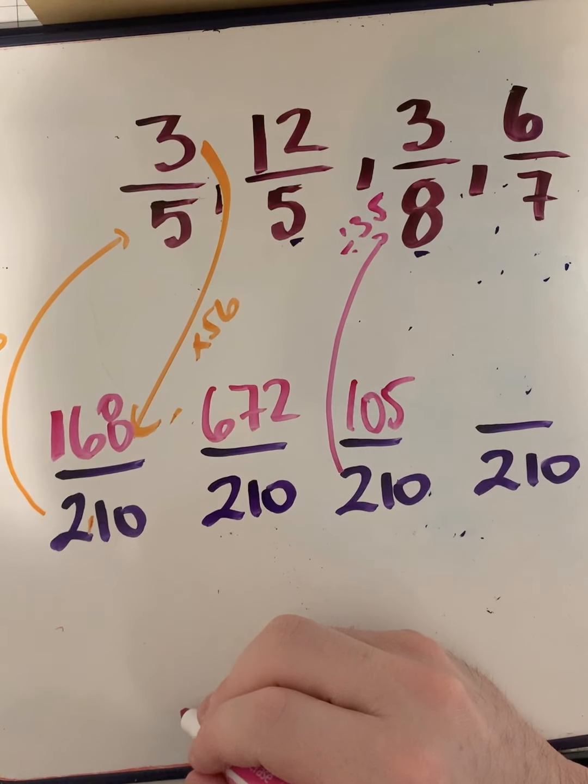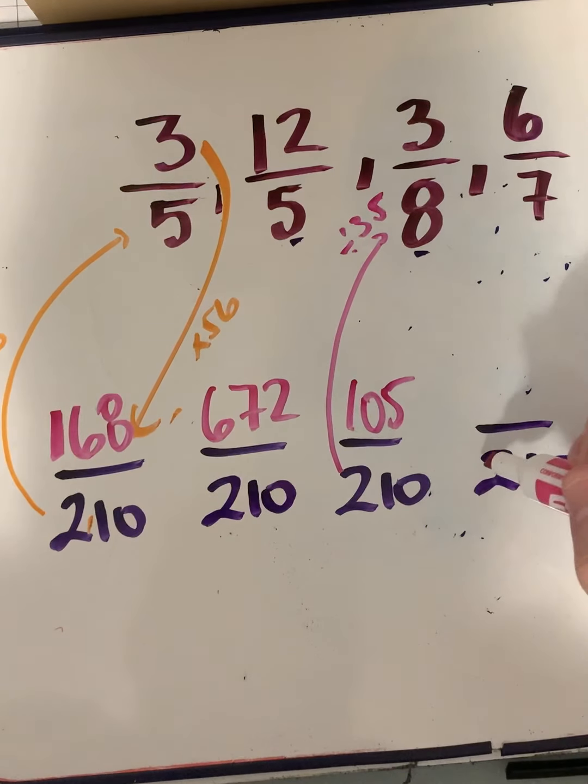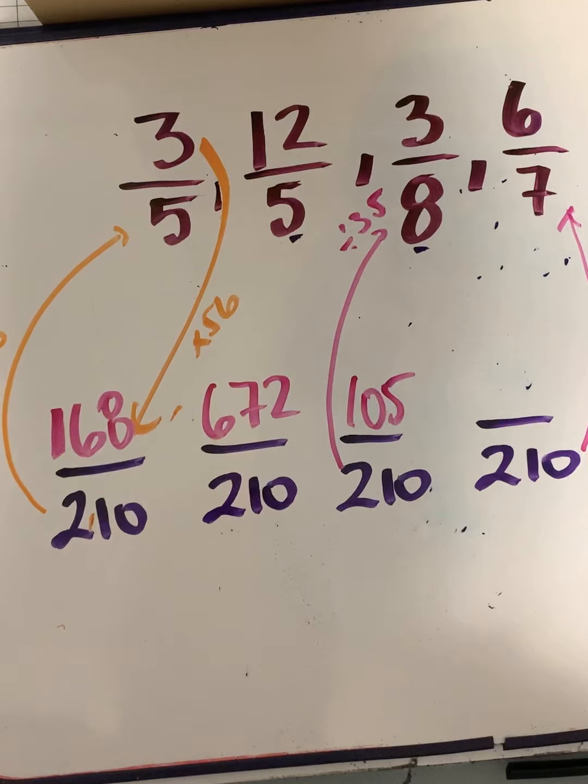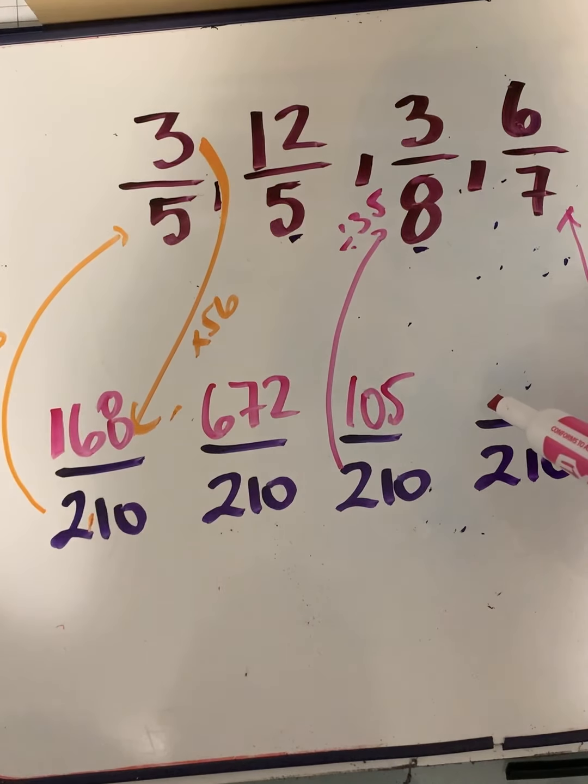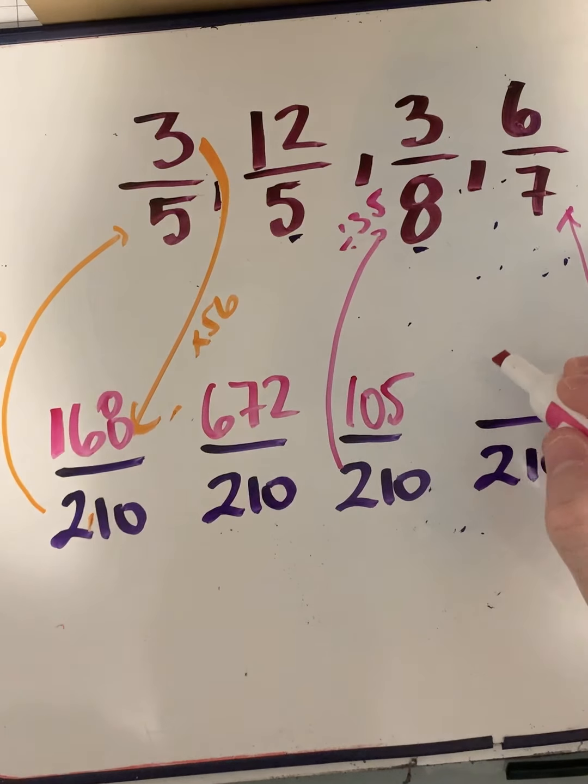And last but not least, how did I get from 210 to 7? Well, I divided by 40. So I'm going to have to multiply 6 by 40, and that's going to give me 240.